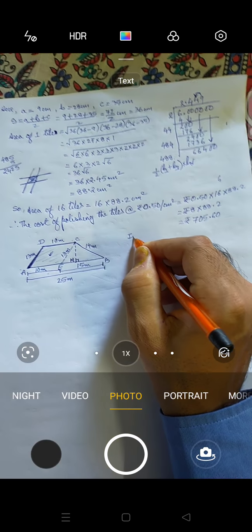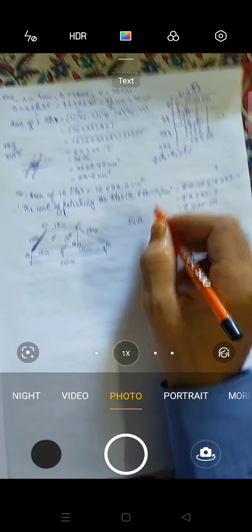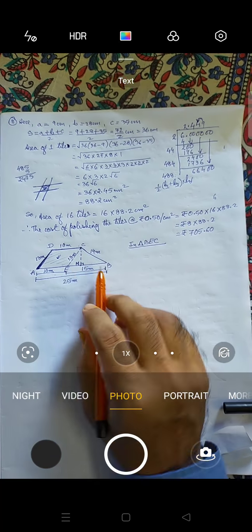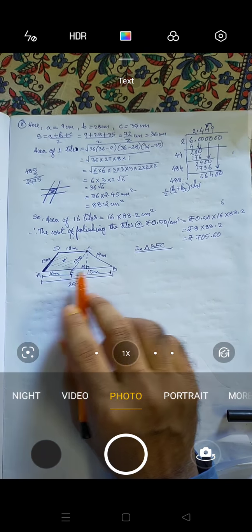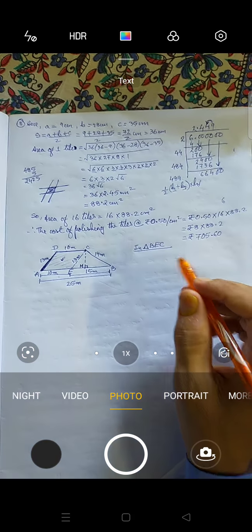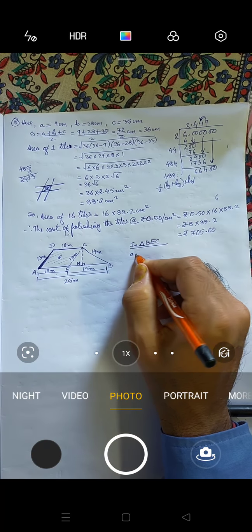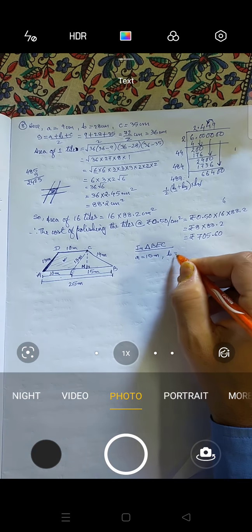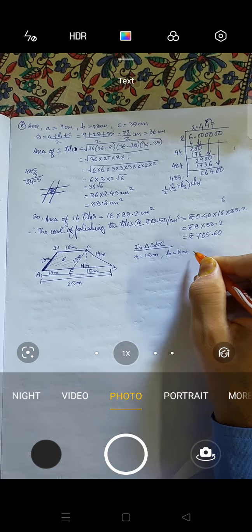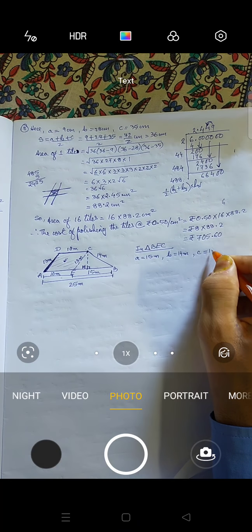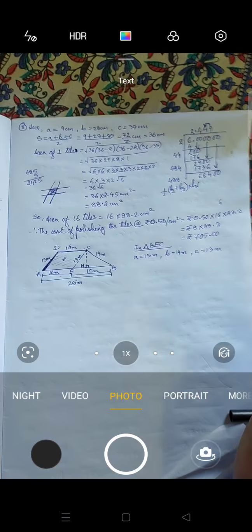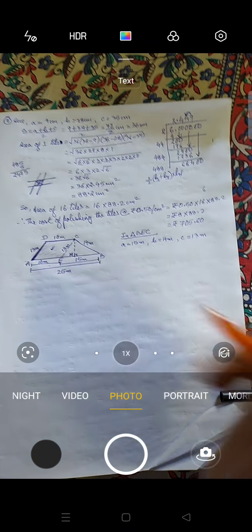So I am writing, in triangle BEC. You can name it anything, okay? BEC or CEB or EBC, whatever, your choice. So in this triangle, A is equal to 15 meter, B is equal to 14 meter and C is equal to 13 meter. You can take any one side as A, then another one as B and the third side as C.